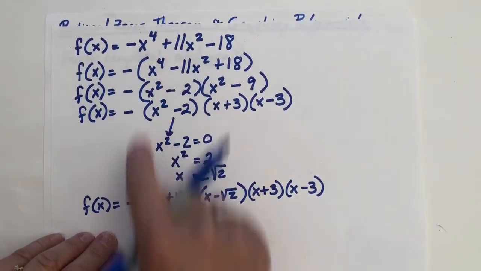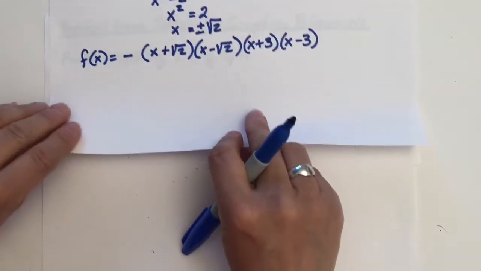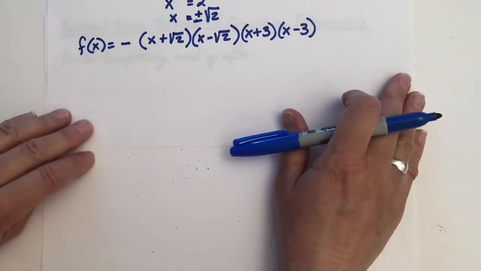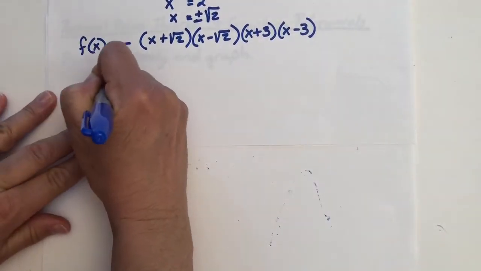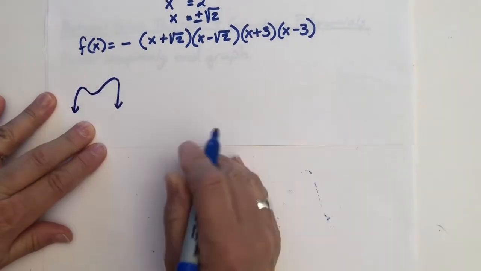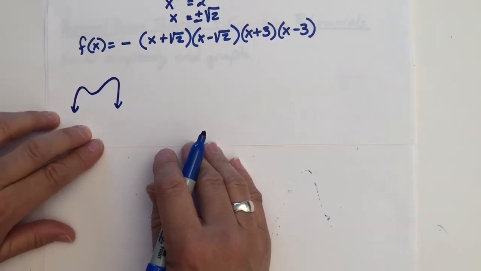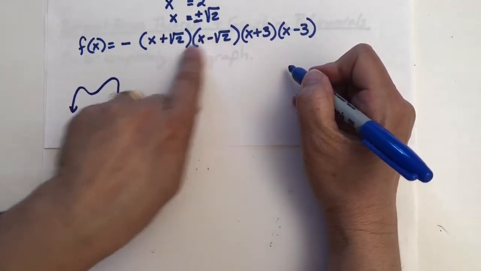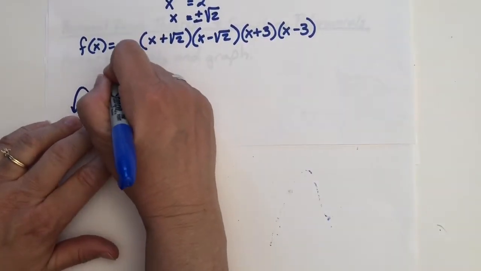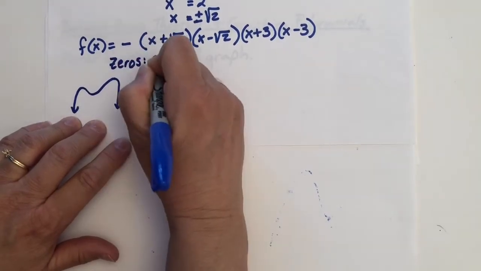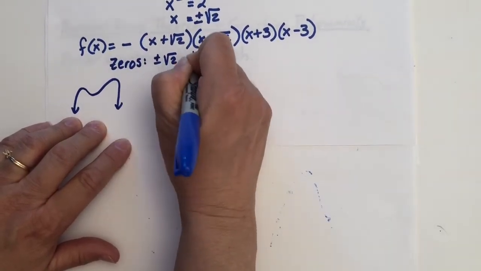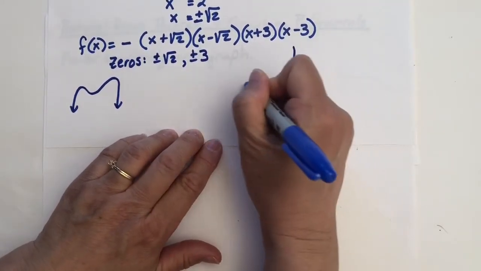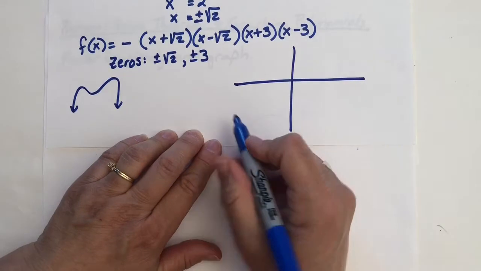Fourth degree, leading coefficient was negative. So we know that the graph, generically speaking, would look something like this. Very generally. But using that information, we can do better by using the zeros. The zeros are plus or minus the square root of 2 and plus or minus 3. So let's put that on our grid here. Plus or minus the square root of 2.